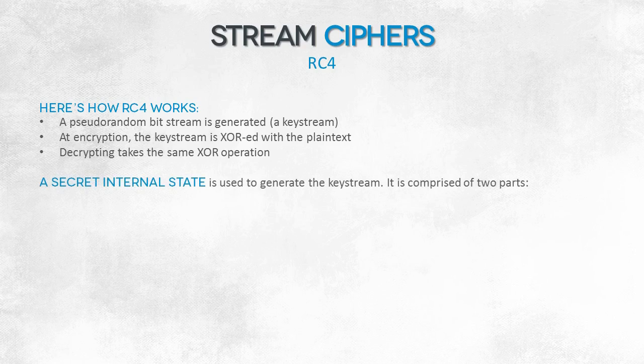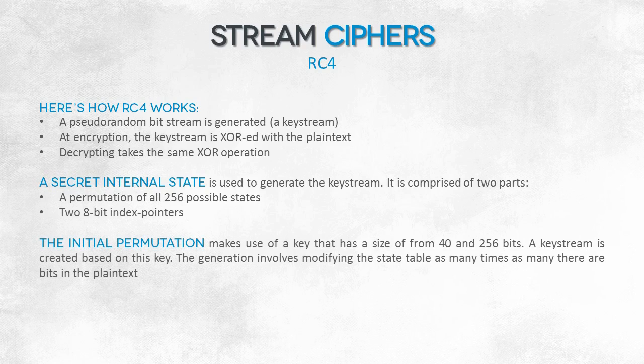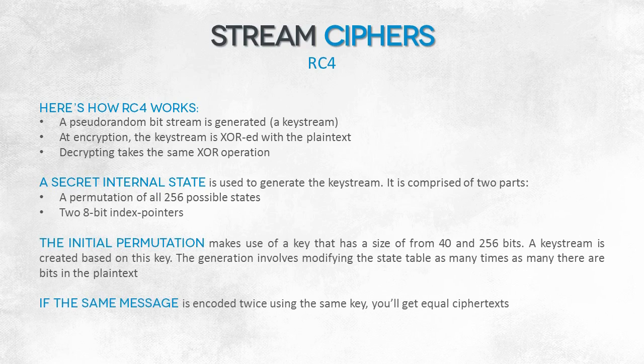To generate this cipher, you need a secret, an initial state. The initial state is usually generated by a permutation of the 256-state box and two 8-bit index pointers. Once a key stream's initial state is generated, it can be made longer to match the length of the plaintext.